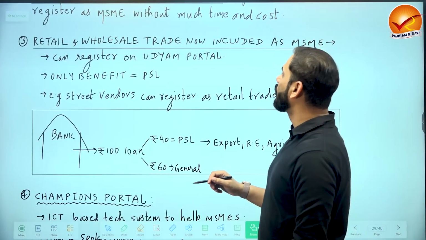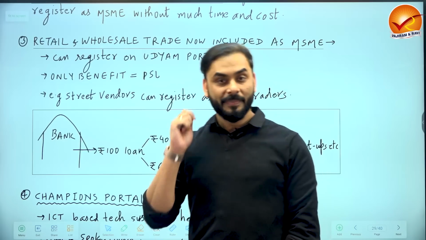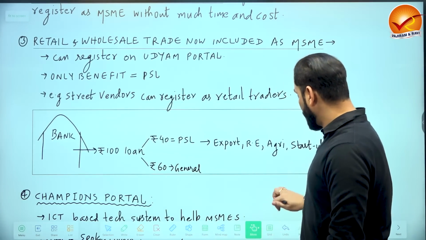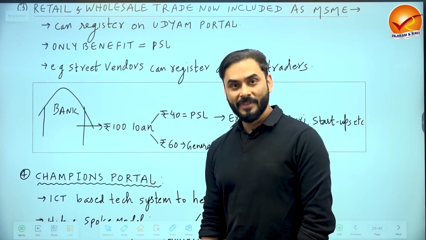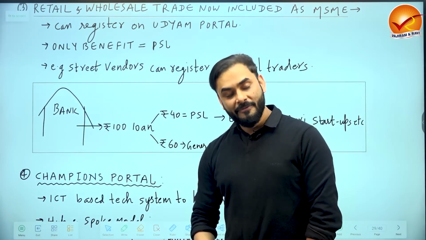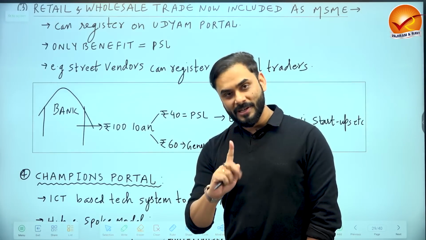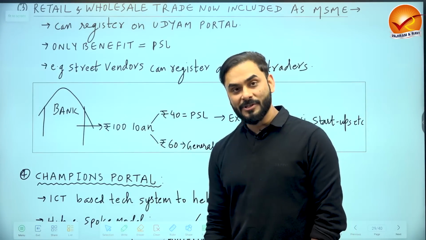Now, look at the second thing. Second is retail and wholesale trade now included as MSME. For this, I have to give you an example. Let's have a look at this box, please. In this box, you would observe that there is a bank. Suppose this bank is giving a loan of 100 rupees. Every bank in India is supposed to follow some rules and regulations.